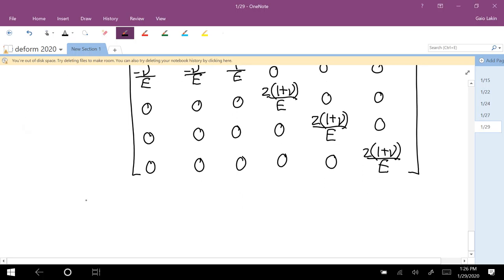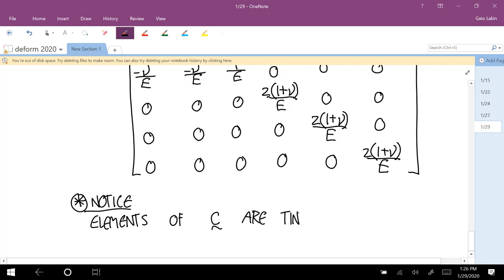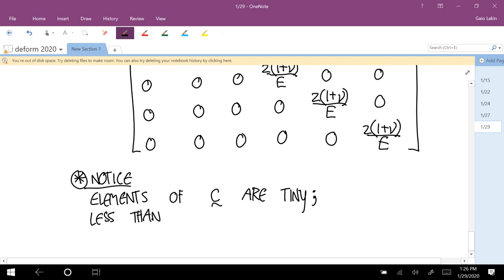So notice the individual elements of the compliance matrix are tiny. Less than 1 times 10 to the negative 10 for metals.